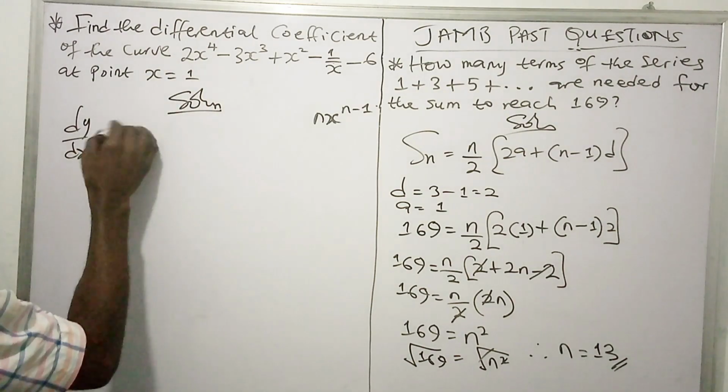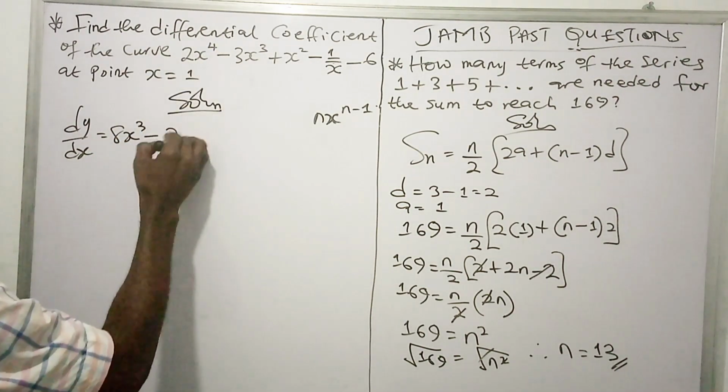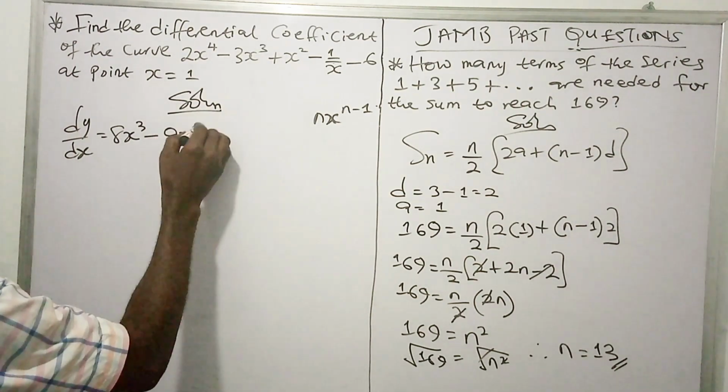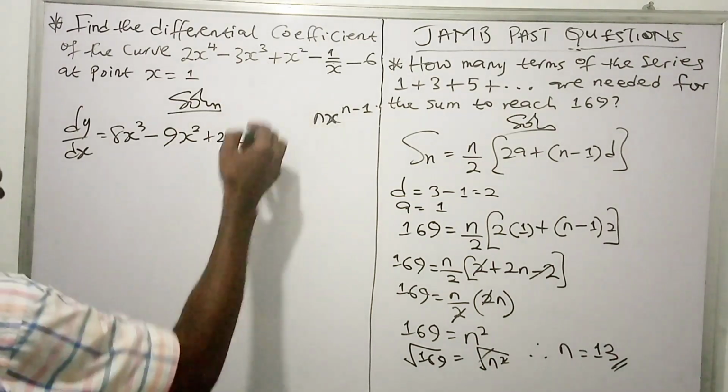So 4 times 2, that's 8x, 4 minus 1, that's 3. Minus 3 times 3, that's 9x, 3 minus 1, that's 2. Then here, 2 times x, that's 2x, 2 minus 1, that's 1.